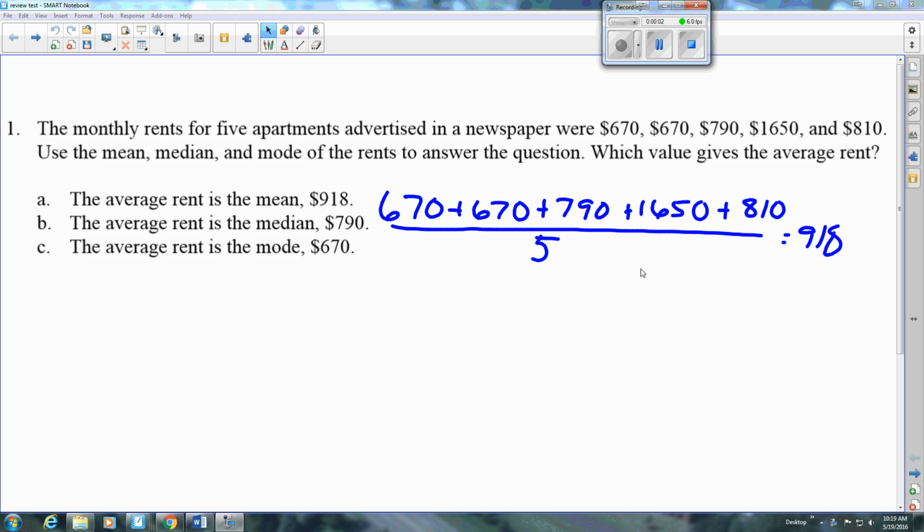Okay, this is the review for the test. Just to let you know, anybody that's really paying attention, this is the test.